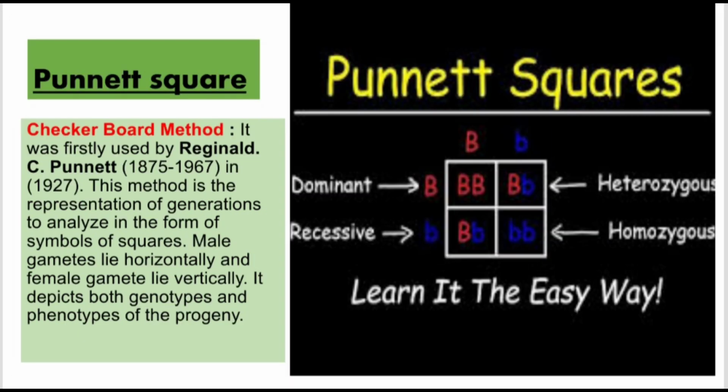Punnett square, checkerboard method. It was first used by Reginald C. Punnett, 1927. This method is the representation of generations to analyze in the form of symbols in squares. Male gametes lie horizontally and female gametes lie vertically. It depicts both genotypes and phenotypes of the progeny. Dominant is shown with the capital B in red color and recessive is small b in blue color.